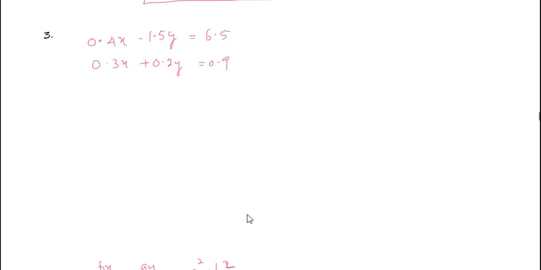Let us take a third example. 0.4x - 1.5y = 6.5 is equation 1. 0.3x + 0.2y = 0.9. So this is equation 2. In this equation, the coefficients are in decimals. Let us convert them into integers. So multiply equation 1 with 10, multiply equation 2 also with 10.